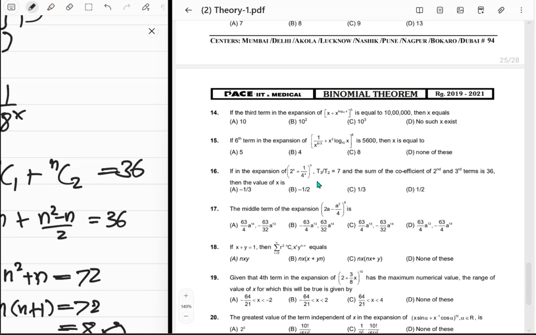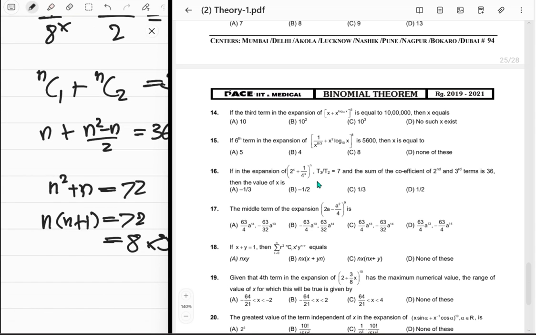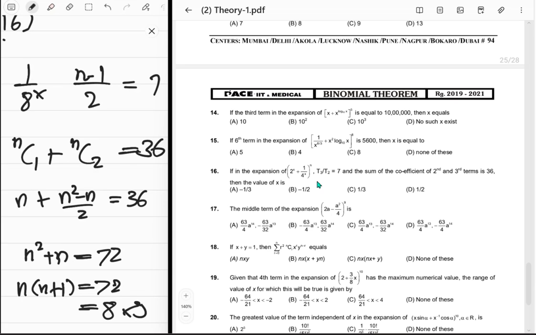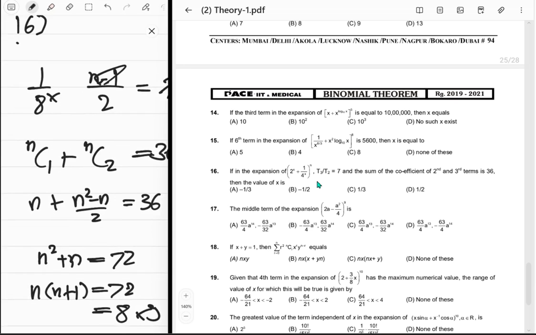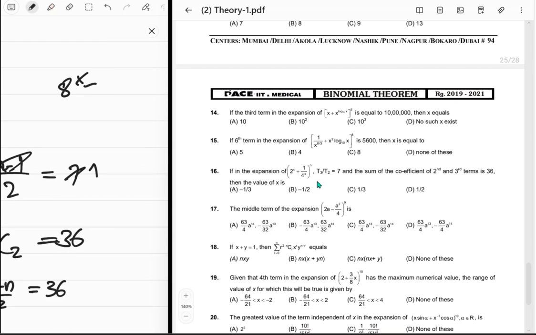So C2 upon C1, which is n minus a small value, is just 1 upon the bigger value. That is equal to 7. And now n is 8, so this will be 7 upon 2. So 8 power x is equal to 1 upon 2. Oh yeah. So x is just equal to negative 1 upon 3. So A, 16th A.